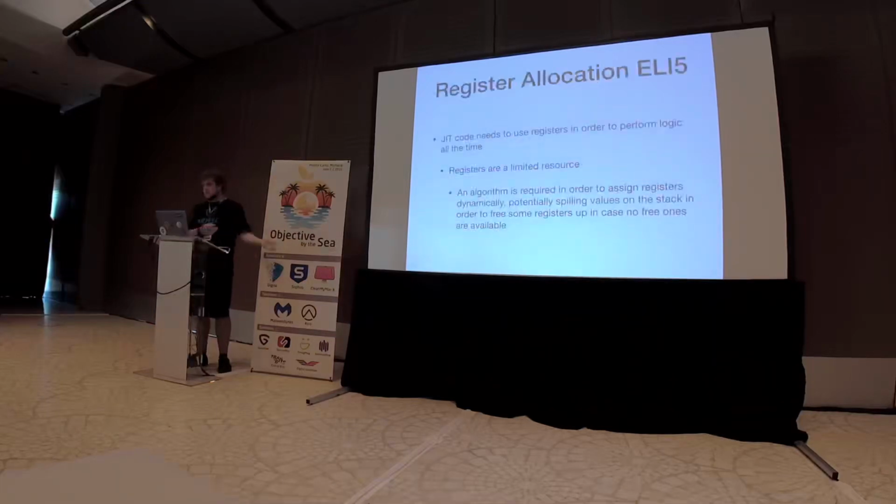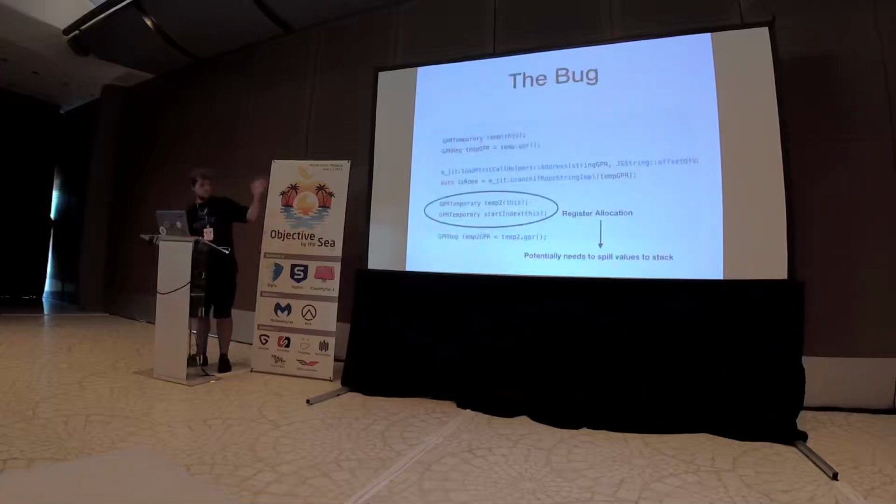But what is a register allocation? Why is it even needed? Well, the JIT code needs to use registers in order to perform logic on the native machine all the time. And registers are a limited resource, so you need some sort of algorithm that assigns registers dynamically. If you run out of registers, you need to spill them to the stack, and when you need them again, you have to fetch them from the stack again. And again, we have a register allocation right there, and potentially we need to spill those values to the stack.